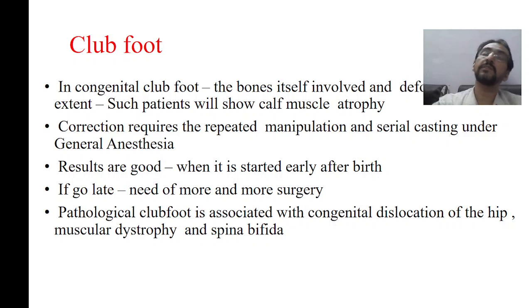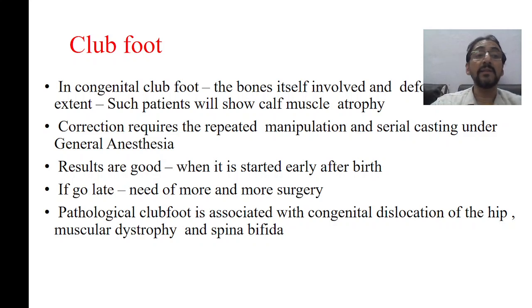Okay, so correction requires repeated manipulation. In this condition, if you want to do correction, it requires repeated manipulation and serial casting operations, which should be done under general anesthesia. These are difficult procedures. The child has to be serially casted under general anesthesia, and repeated manipulation has to be done. I mean to say that this is quite difficult for the treatment and the recovery rate is also not so good.